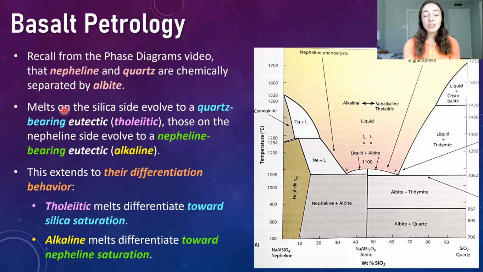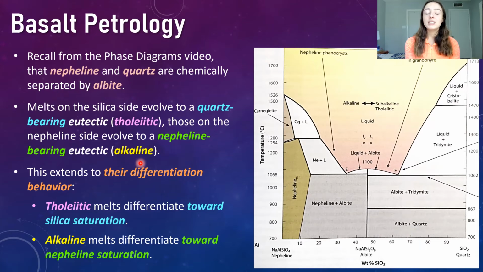And because of this, melts on the silica side of the diagram evolve to the quartz-bearing eutectic. So the quartz and albite shared eutectic on the right side of this diagram. And this eutectic composition is defined as tholeiitic, whereas those on the nepheline side of the diagram will evolve to the nepheline albite shared eutectic, and this eutectic composition is defined as alkaline. So there is the major difference where we first defined what the difference between tholeiitic and alkaline is, in that phase diagram video where we talked about the quartz nepheline diagram. This is where all their chemical differences stem from, and this behavior extends to their differentiation.